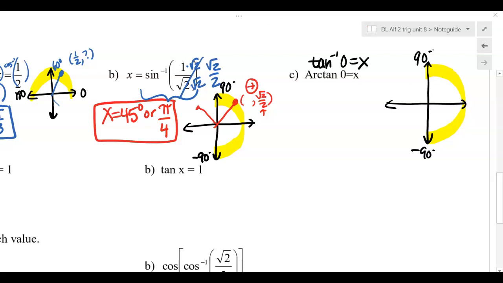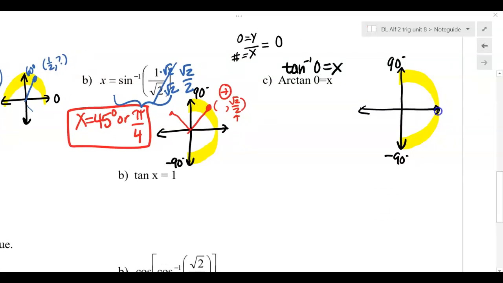Now remember, tangent was the y divided by the x. If I know that that division resulted in an answer of 0, I know that the numerator had to be a 0 while the denominator is a number. So I'm looking for an angle that has a y value of 0, and then the x could be anything. So in this arc, the only position that that would work is here, where we have 1, 0.